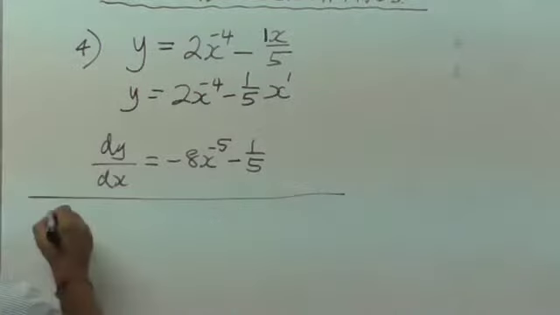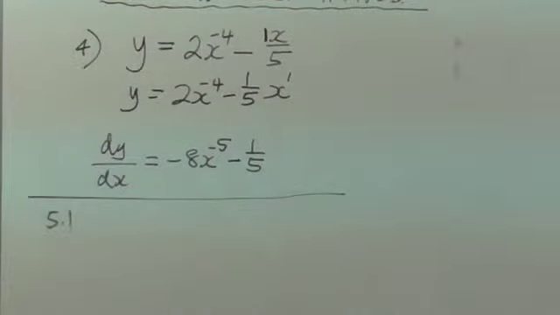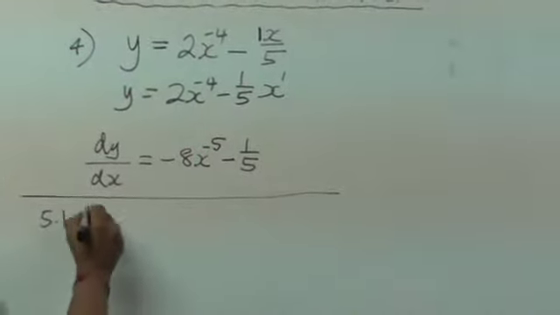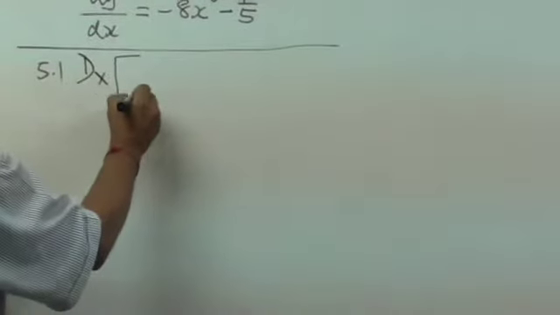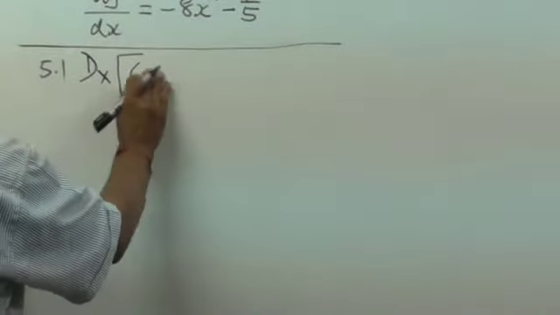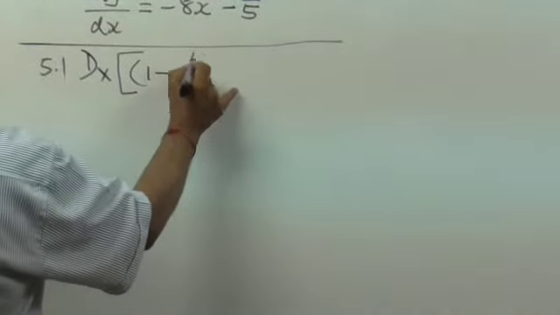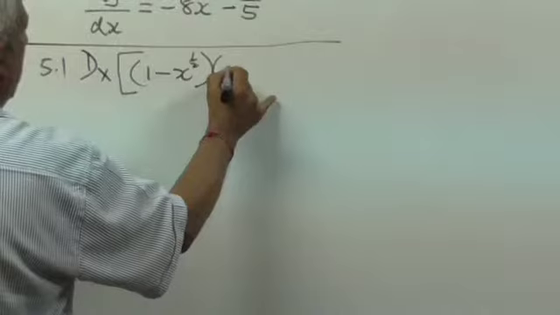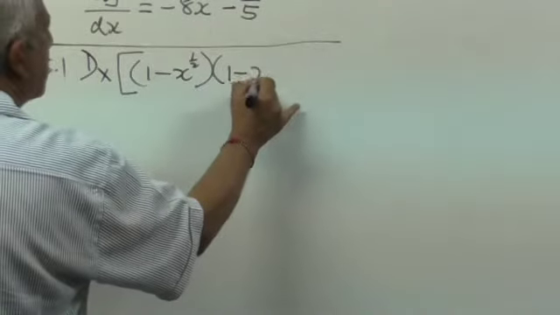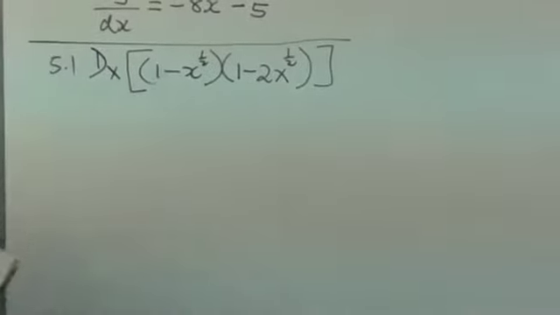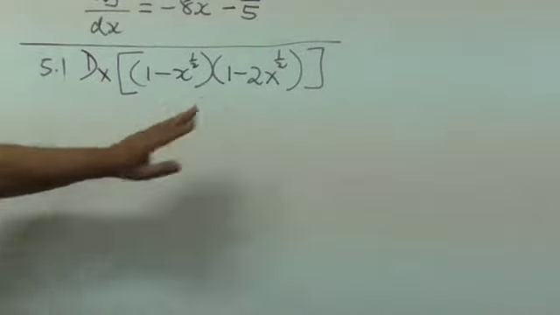Right. 5.1. You've got d/dx of 1 minus x to the half, into 1 minus 2x to the half. So you have to open this bracket out.